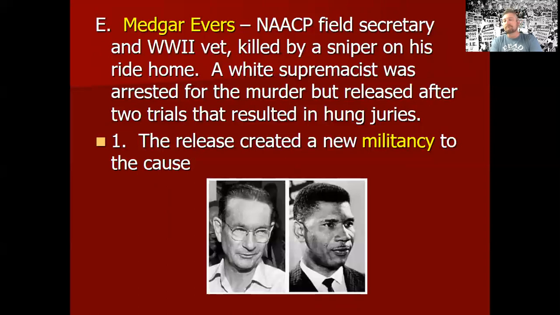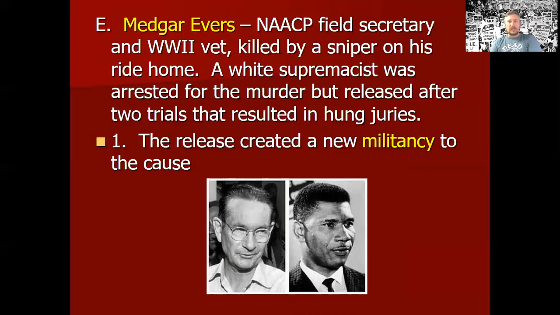I wanted to introduce Medgar Evers, another civil rights figure during this period. He was a member of the NAACP, a field officer who would often represent the community for the NAACP, and a World War II veteran. When he arrived home one day after a normal day of work, he stepped out of his car in his driveway, and in the street pulled up a white supremacist, the man in the lower left-hand corner, who pulled out a rifle and shot and killed Medgar Evers.